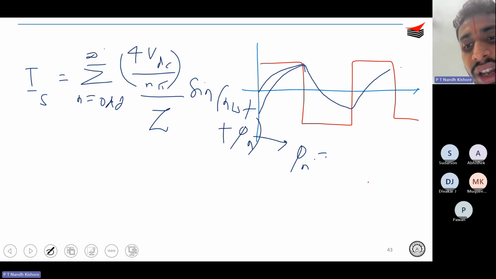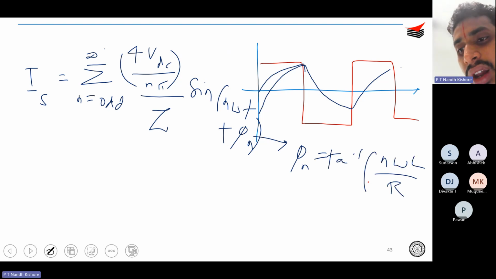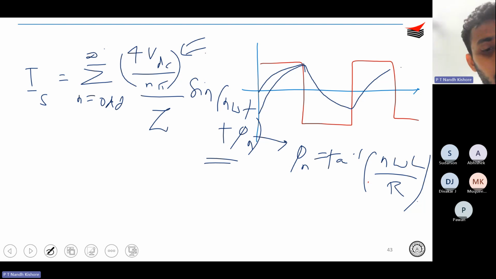Phi n is basically tan inverse of n omega L over R. N is the harmonic number. So basically, if you have the amplitude of your square wave voltage and you divide it by the impedance, then you will get the value. Here they have not asked anything to do with the angle, and also don't take unnecessary tension. The idea is you just need the amplitude of the square wave, that is 4 VDC by n pi, divided by Z, correct? So this will give the amplitude.